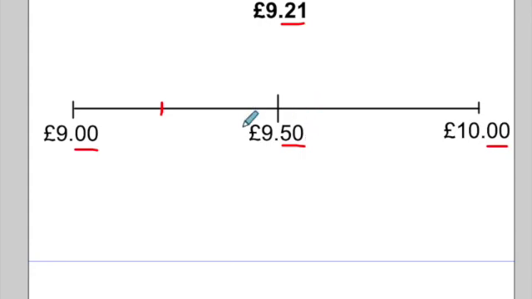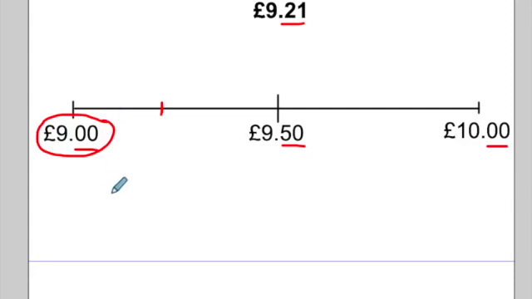Now I can tell clearly from looking at the number line that £9.21 is less than £9.50, which means that we would round £9.21 down. So we would round £9.21 down to £9.